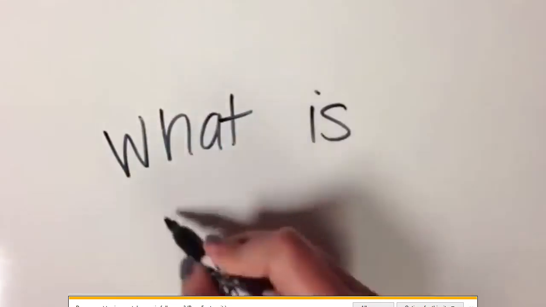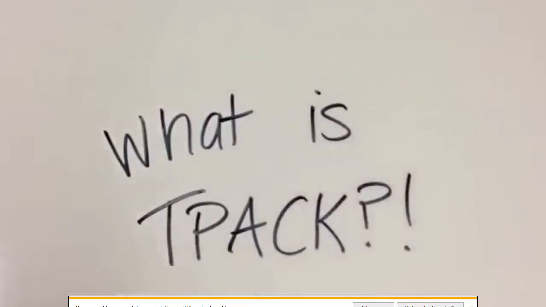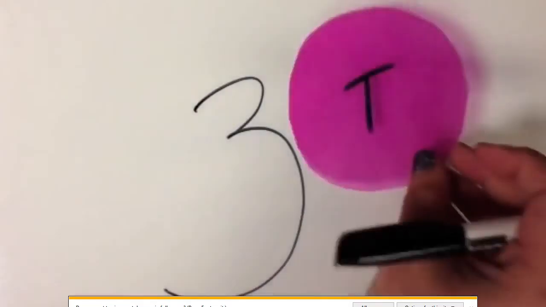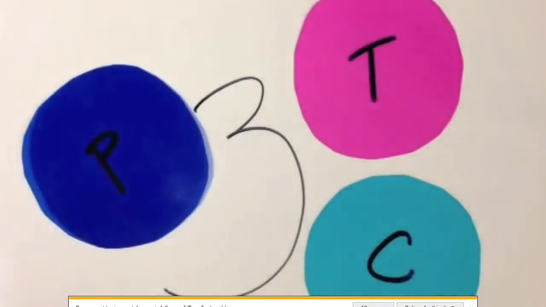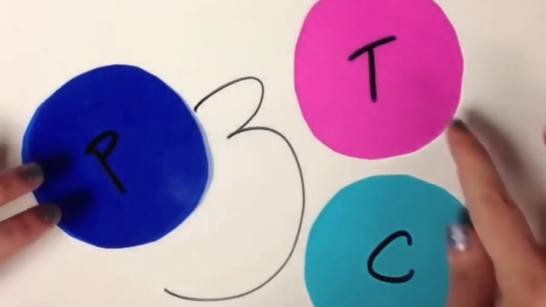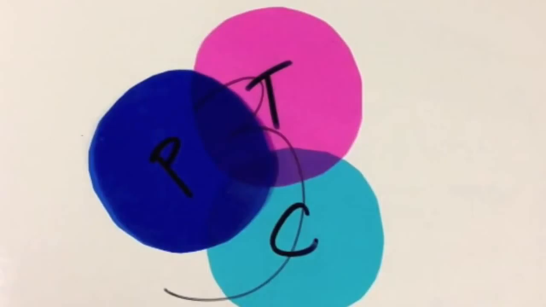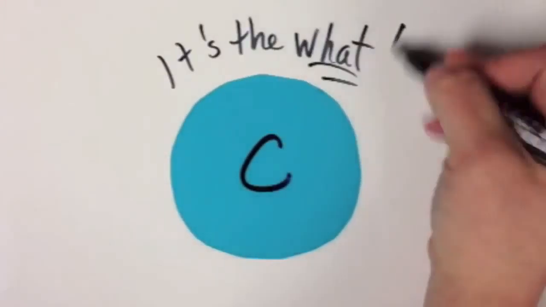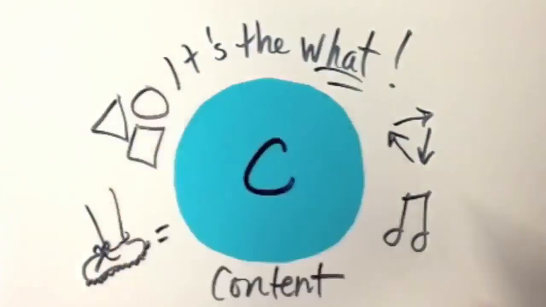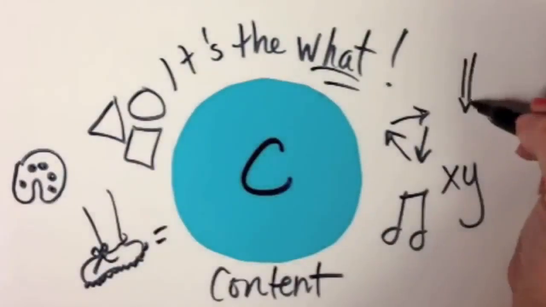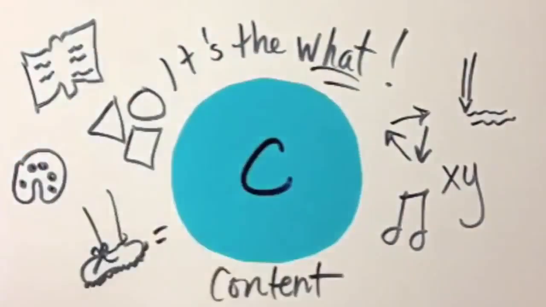So first we have to ask, what is it? Well, TPACK is a framework that combines three knowledge areas: our technological knowledge, content knowledge, and our pedagogical knowledge. And it looks at how they work together to increase student motivation and to make the content more accessible to students. We look at the content as the what. It's the subject matter we're teaching, like ecology, music, algebra, health, geometry, or art history, to name a few.